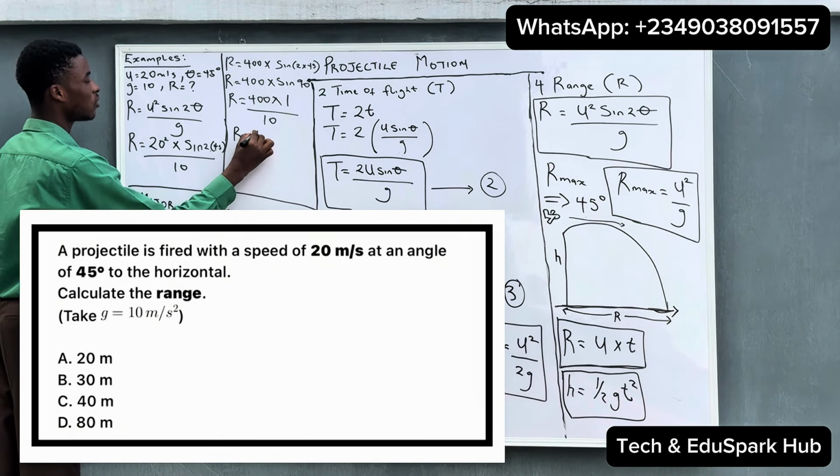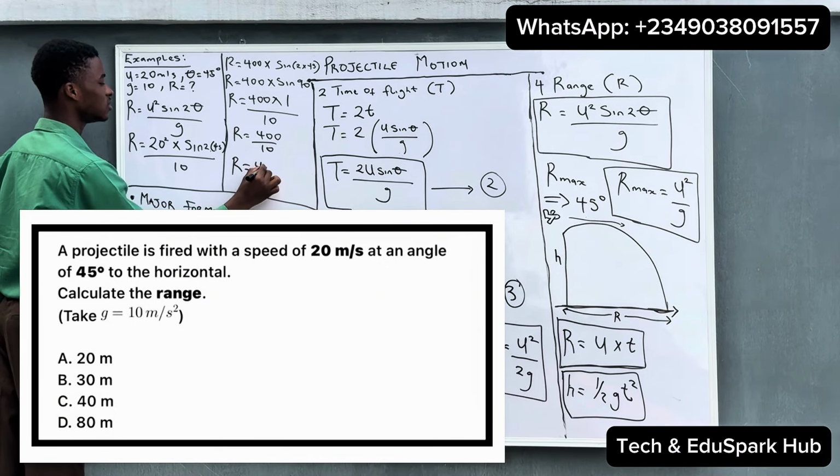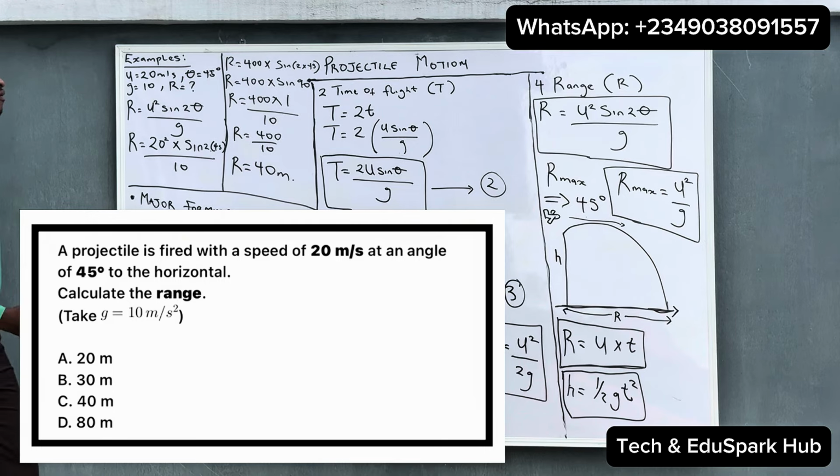So r is equal to 400 divided by 10. Our r will be given as 40 meters. And this is our final answer to question of this type.